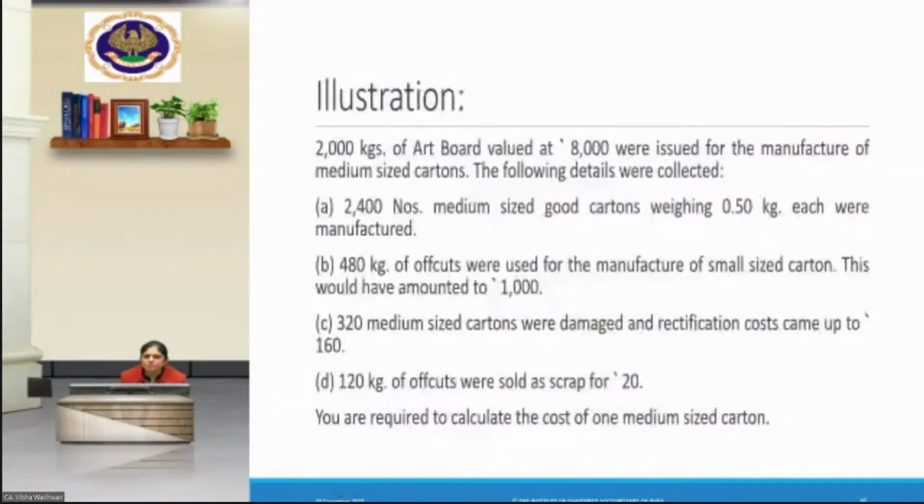All right. Okay, so there is one illustration here. You can quickly take note of this illustration.